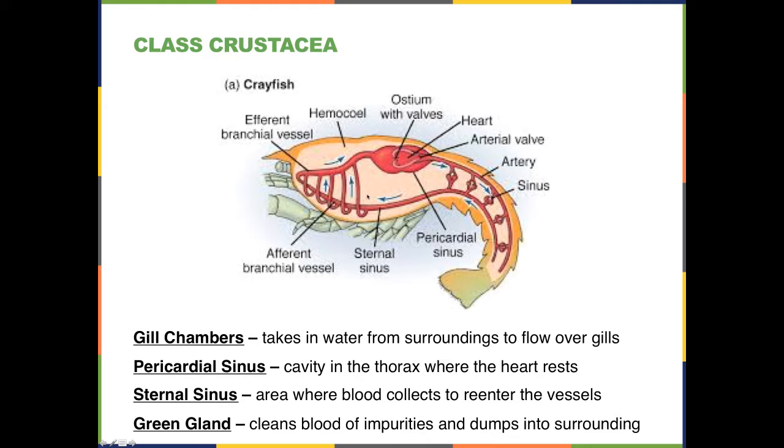The green gland, which is not shown on this diagram, is a gland that functions much like when we think about our kidneys. The green gland takes in blood, removes impurities of metabolism, and then dumps those impurities into the environment. So it's a form of kidney. Remember, in the earthworms, they were called nephridia. Here they're called the green gland, and they remove the waste products of metabolism and dump it into the surrounding water.